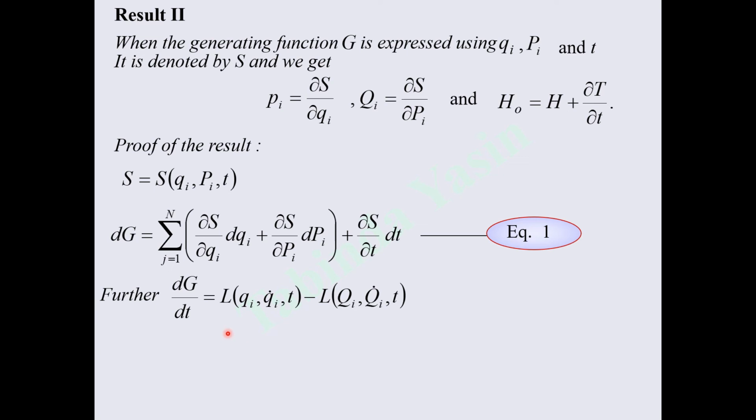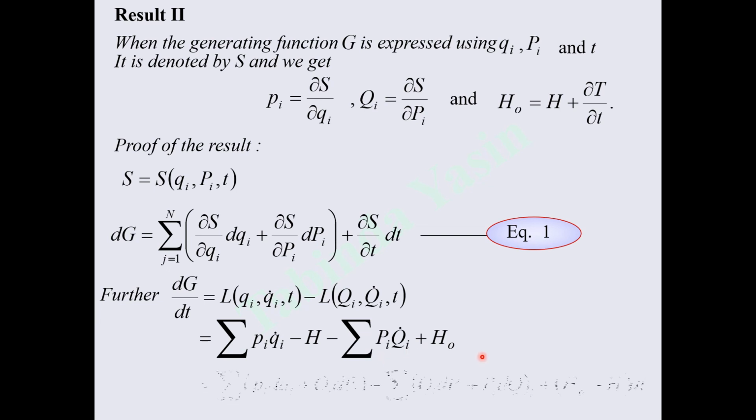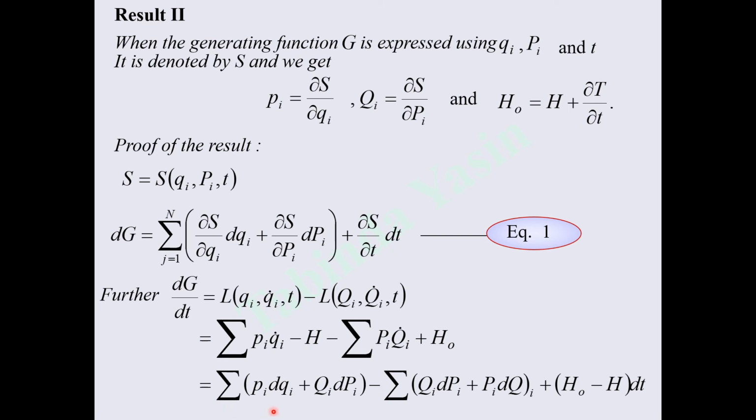Then further differentiating, the generating function will give dG over dt equal to the old variable Lagrangian minus the new variable Lagrangian, that will be equal to summation pi qi dot minus H minus summation Pi Qi dot plus H naught. Then we have summation pi dqi plus capital Qi dPi minus summation capital Qi dPi plus pi dqi, plus H naught minus H dt.